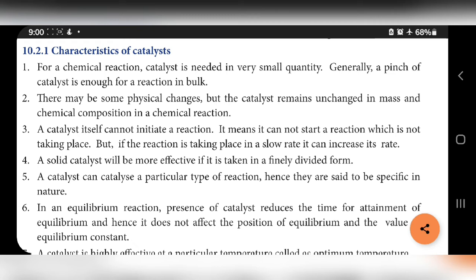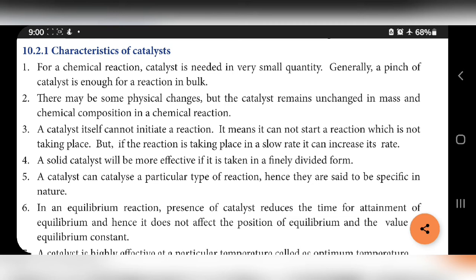Fourth point: a solid catalyst will be more effective if it is taken in finely divided form, that is, powdered form. Fifth point: a catalyst can catalyze a particular type of reaction, hence catalysts are said to be specific in nature. One catalyst cannot be used for all reactions. So a catalyst is specific in nature, meaning a particular catalyst is used only for particular reactions.